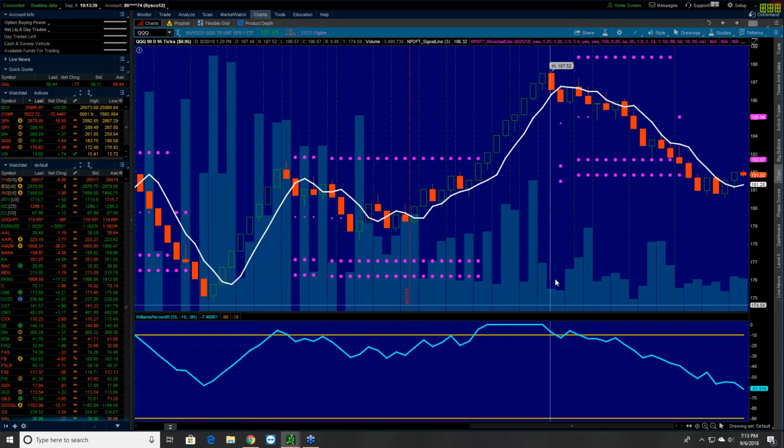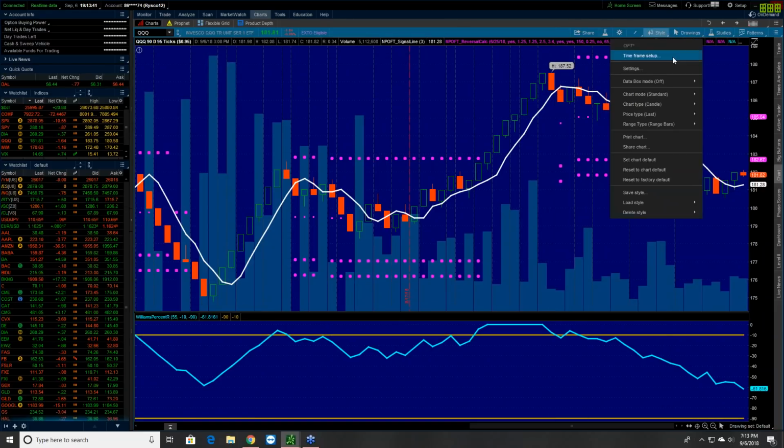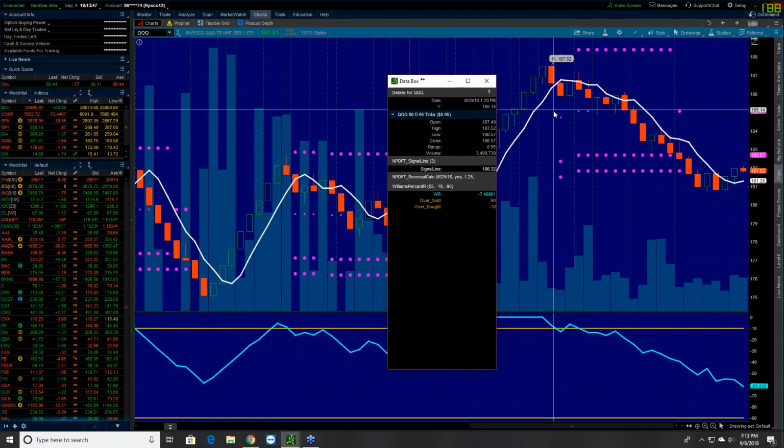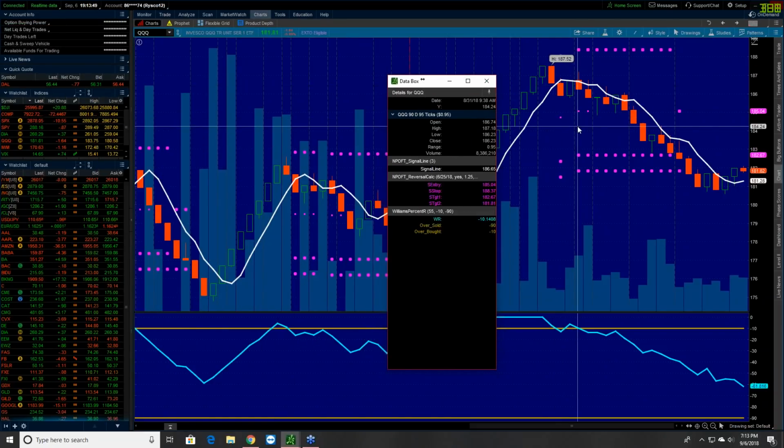So we had all of that come into play. Let me get my data box up, and we'll take a look at the exact values of this most recent short setup. This one actually set up back on August 31st, and it gave me the entry point at 185.04. That's the first series of pink dots there on my chart.